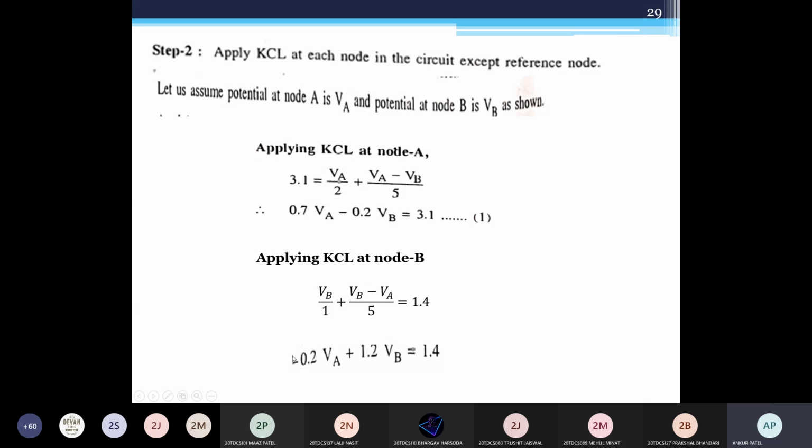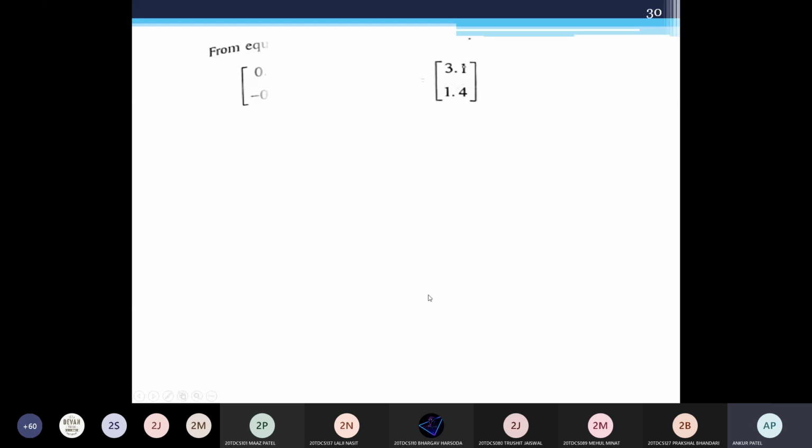Now make the matrix form. This is the coefficient of VA and VB, which are unknown. Just make the matrix of coefficients of these voltages: 0.7, minus 0.2, minus 0.2 and 1.2. The other matrix is VA and VB, equal to this matrix of current. So you'll get this matrix: this is your conductance, this is your unknown voltage, and this is your current.